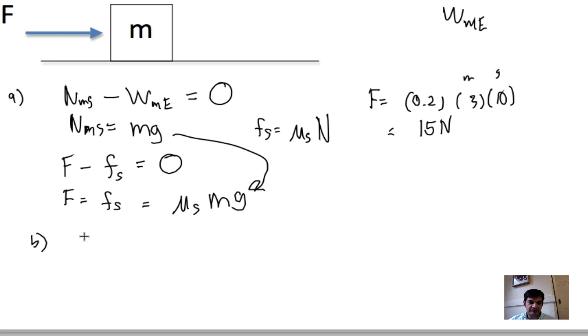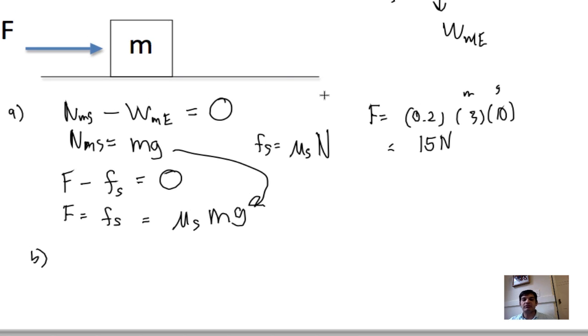Now for part B, what we're saying is, well, if this minimal force has been applied and we just barely get the block moving, now what's going to happen is once the block is moving, it's going to be easier to keep it moving. We actually don't need 15 newtons of force to keep it moving. But let's say that we have applied this 15 newtons and it's moving. So we actually have the same free body diagram, but let's be clear.